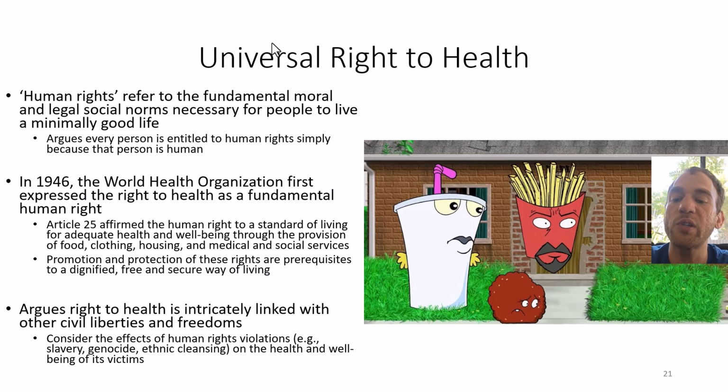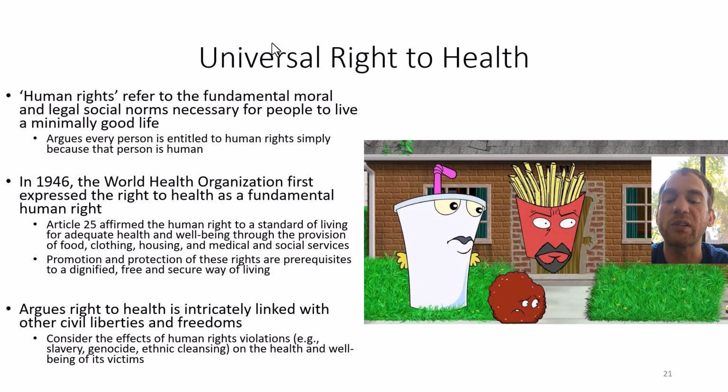This framework argues every person is entitled to human rights simply because they are in fact a human. In 1946, the World Health Organization first expressed the right to health as a fundamental human right. Article 25 affirmed that human right to a standard of living for adequate health and well-being through the provision of food, clothing, housing, and medical and social services. And the promotion and protection of these rights are prerequisites to a dignified, free, and secure way of living.